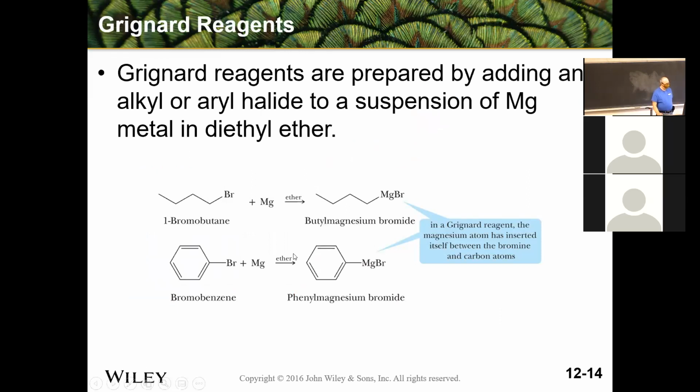Okay, Grignard reagents are alkyl or aryl magnesium halides. These were named after Victor Grignard.